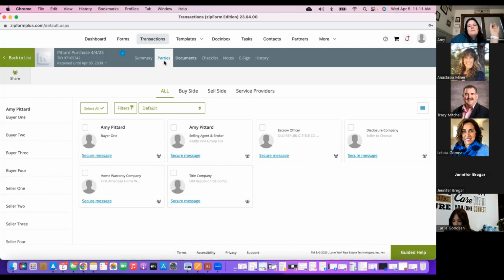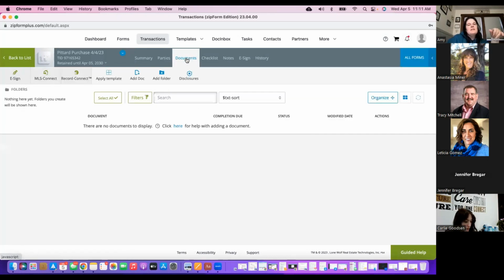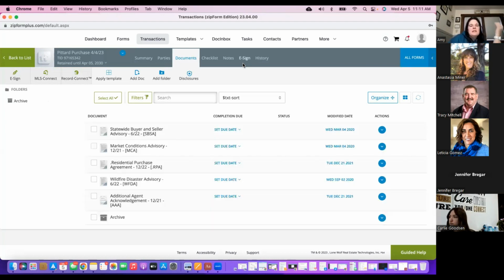Then the next thing, we're going to scoot over from parties on the gray line to documents, which is the next one. This is where I spend most of my time inside of Zip Forms, here under this documents tab. I don't use the checklist or notes or history for the most part. I'm going to spend most of my time either in documents or the e-sign, which is how you send out things for e-signatures.